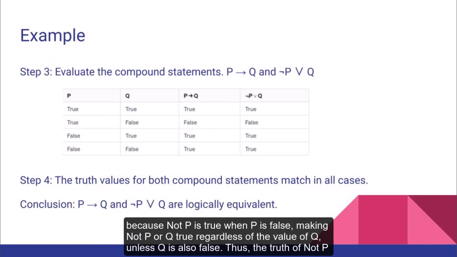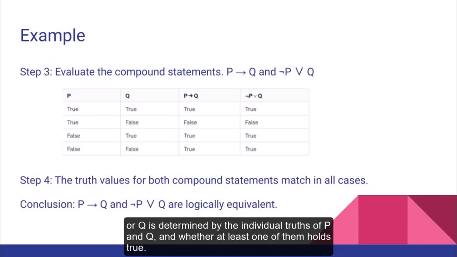This is because not P is true when P is false, making "not P or Q" true regardless of the value of Q. Thus, the truth of "not P or Q" is determined by the individual truths of P and Q, and whether at least one of them holds true.